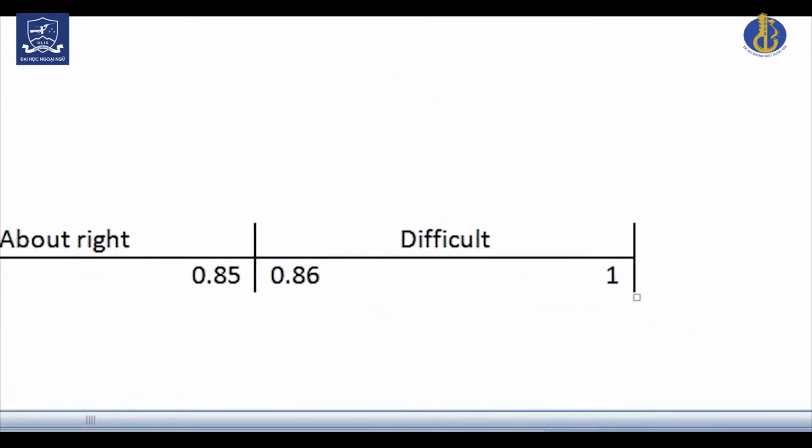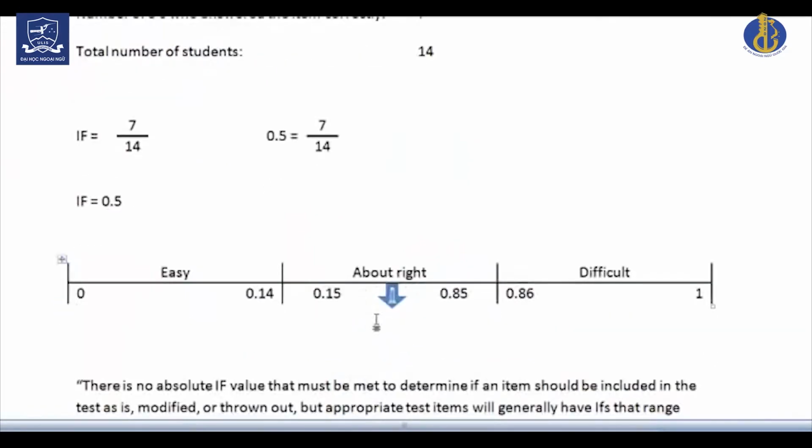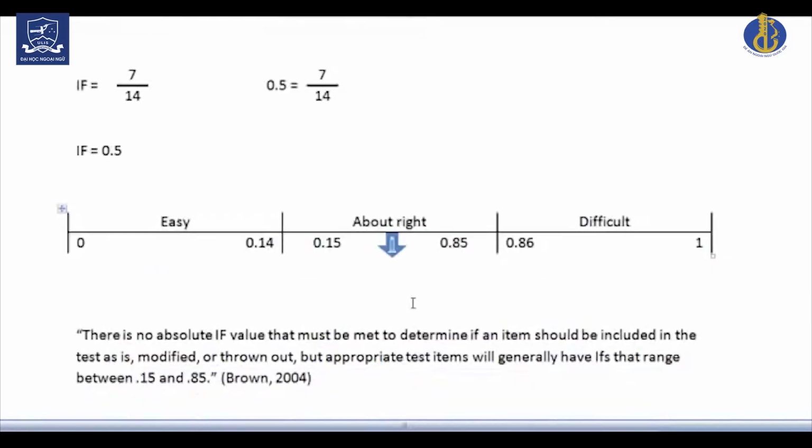This is kind of a line that is going to show us more or less if the item is easy, about right, or difficult. Of course, this is very subjective and you would decide that depending on the type of exam or item you want to have. Maybe you want to have an item that is very easy just to relax your students. So this one is 0.5. So it goes right here. It is just about right. And then it will be my decision to continue using it, modify it, or throw it away.